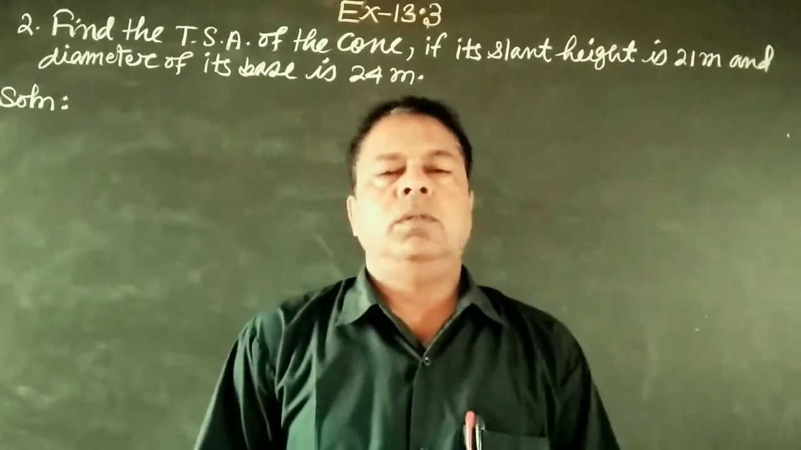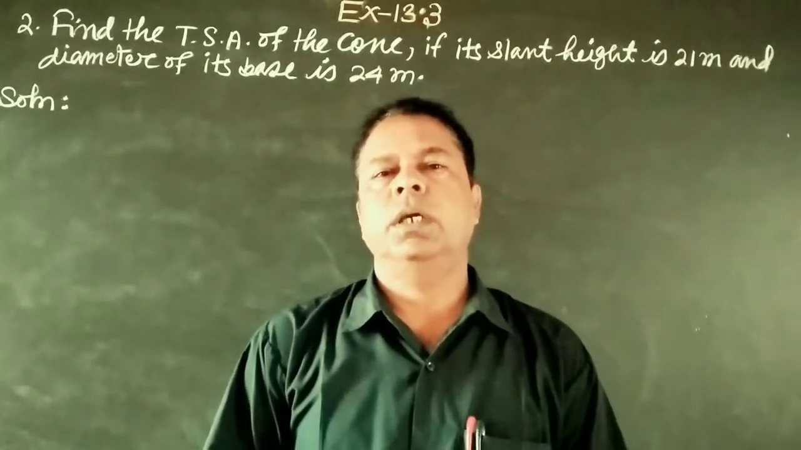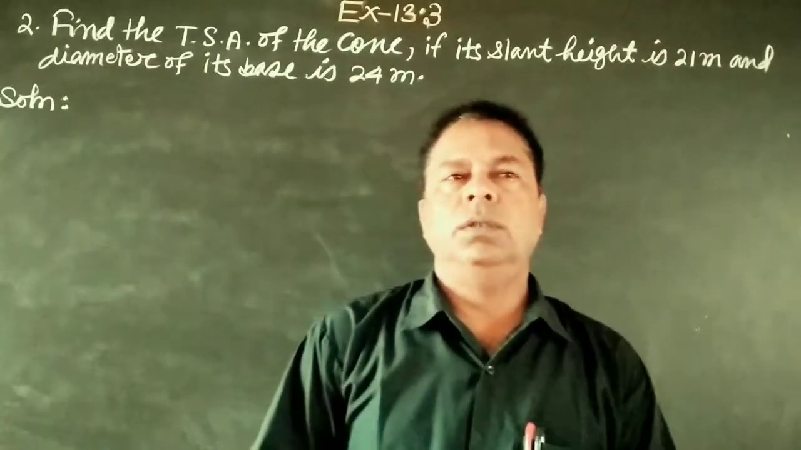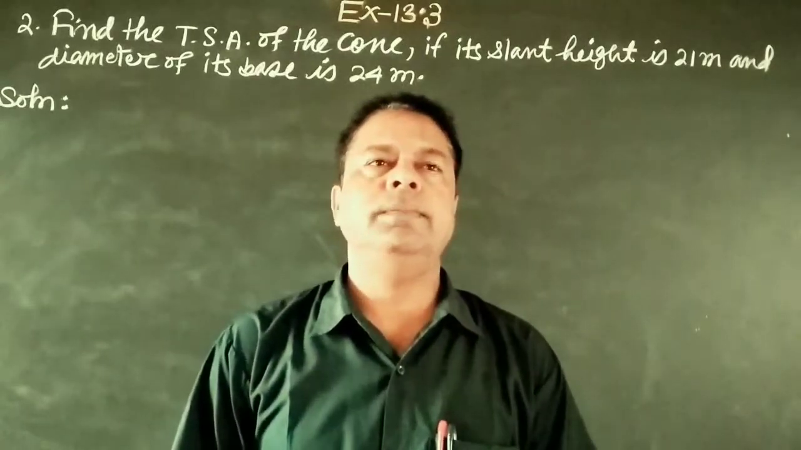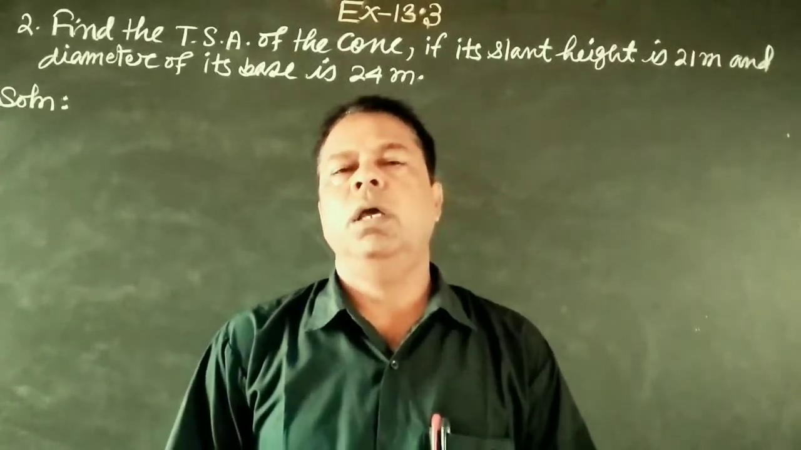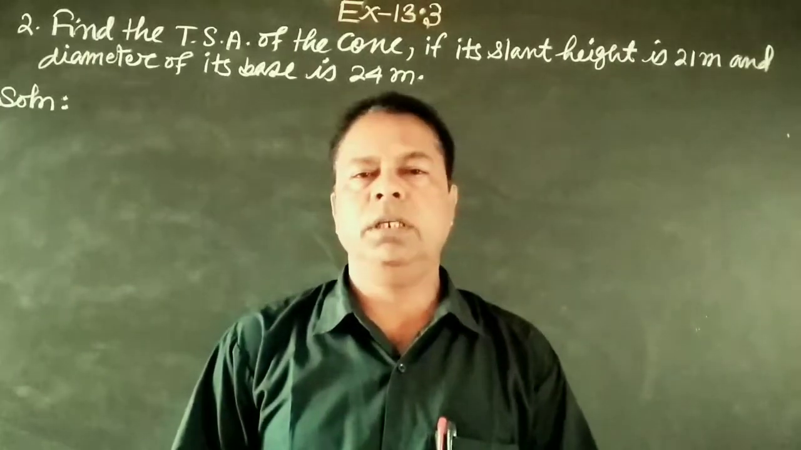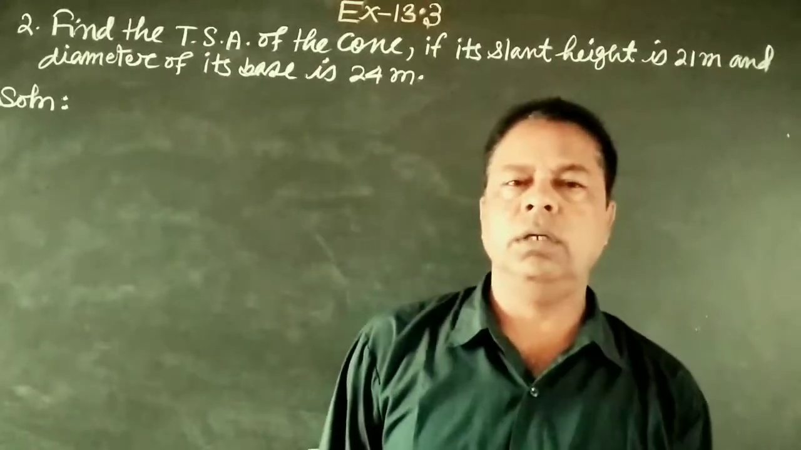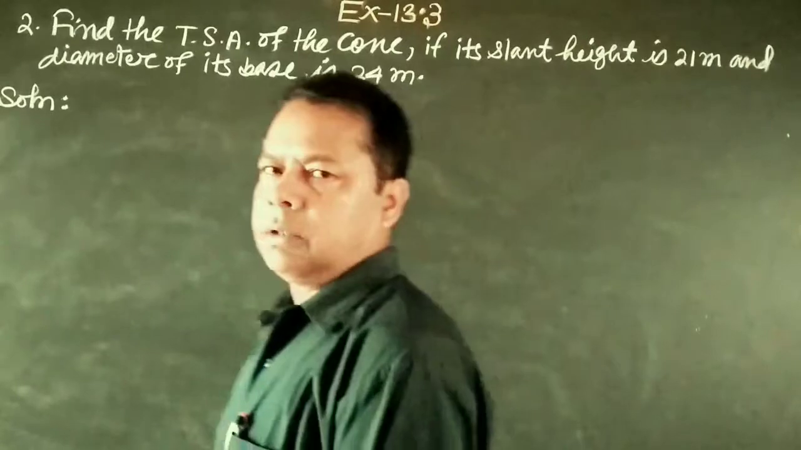These days we have started the right circular cone. The formulas for the cone should be kept ready: volume of a cone, total surface area of a cone, and curved surface area of a cone. These are the formulas. First we need to memorize them and then apply them. So here, question number 2.